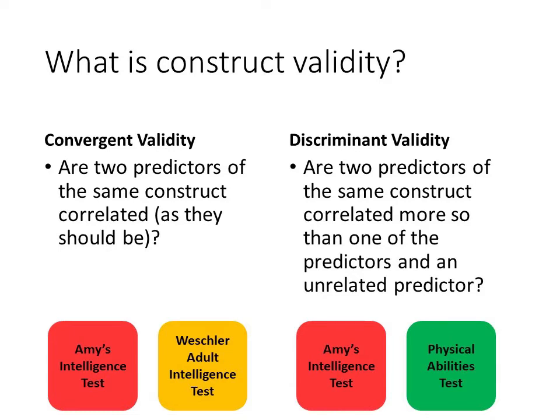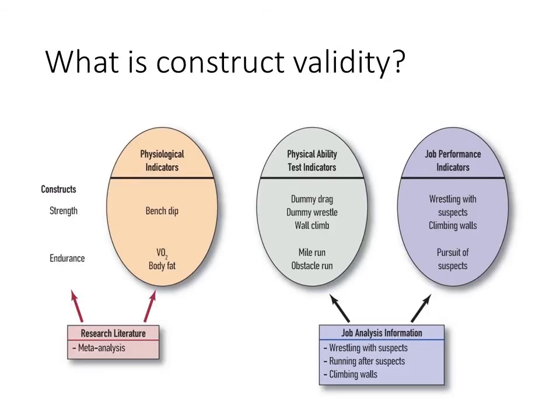If that's not the case, once again, something's wrong, something needs to be changed. Let me walk you through a brief example of construct validity and how we might assess it. On the left, you see we have 2 constructs, strength and endurance, 2 qualities that are necessary for police officers. How might we measure each one of these?